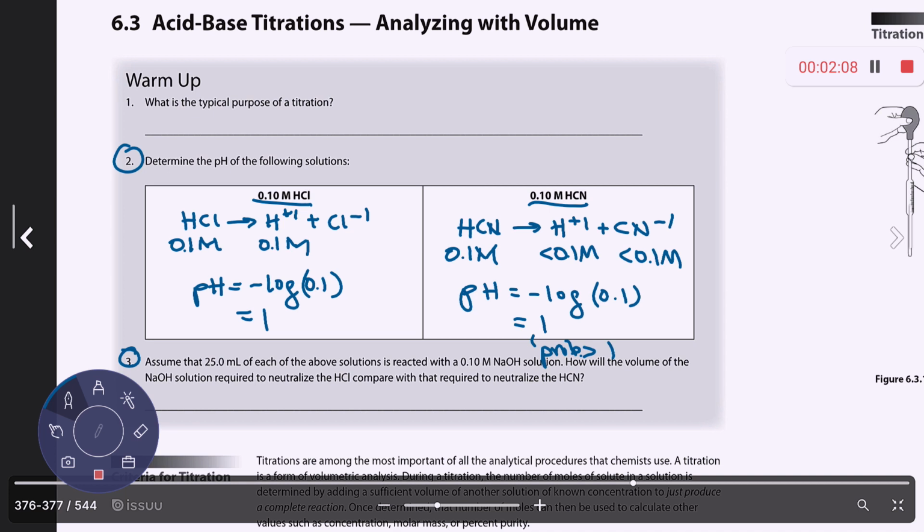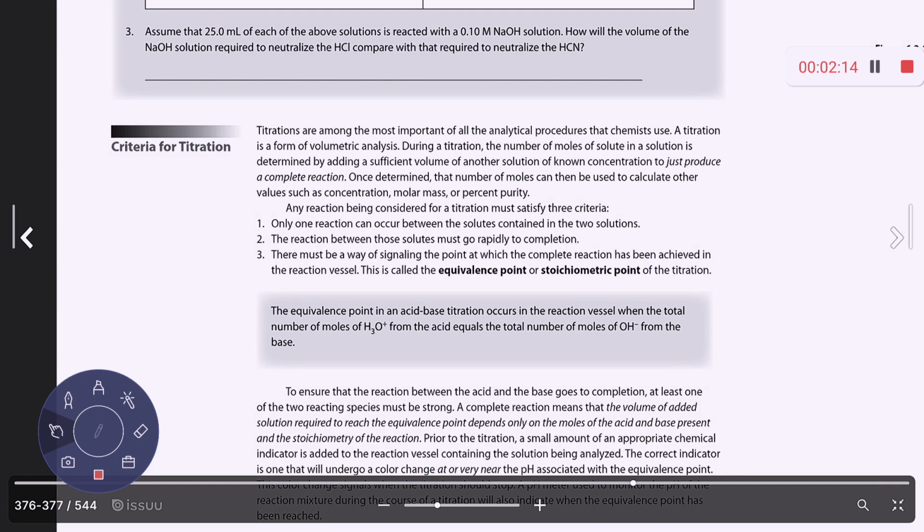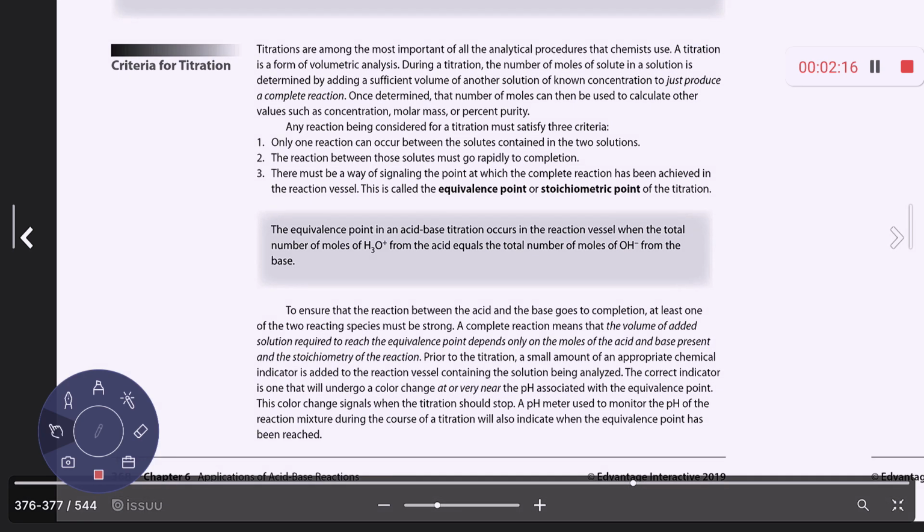A lot of this you've already heard before. Some of it will be reviewed, some of it will not, and I'll point that out as we get there. So you guys know that titrations are specifically referred to as volumetric analysis because you're using volumes of liquids to analyze each other and figure out the unknown concentration typically.